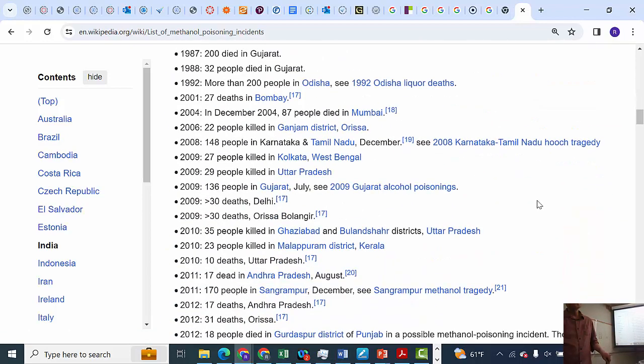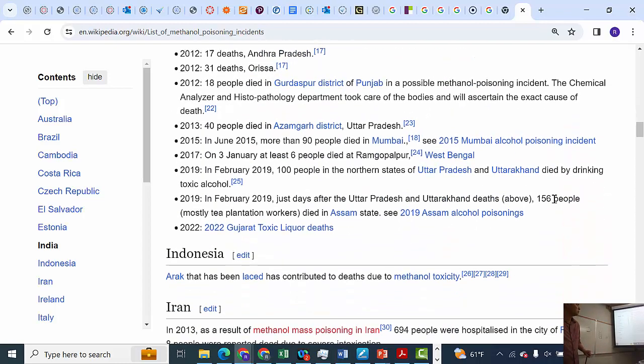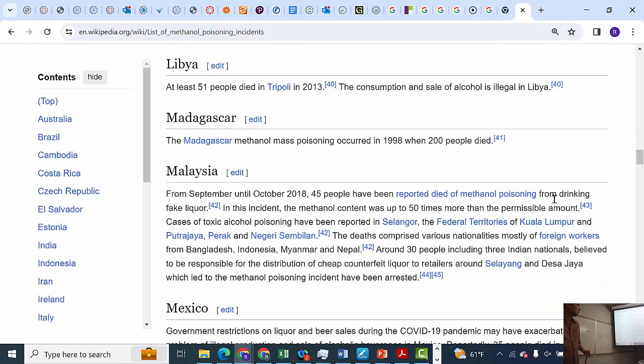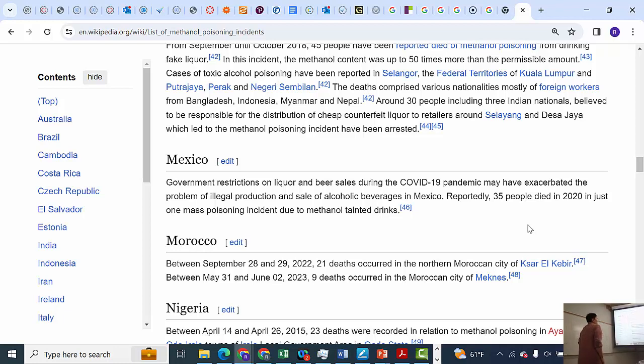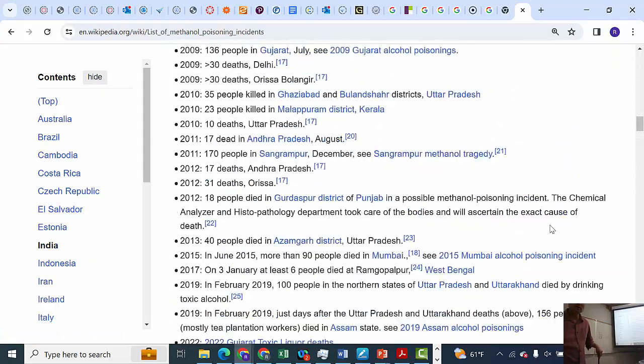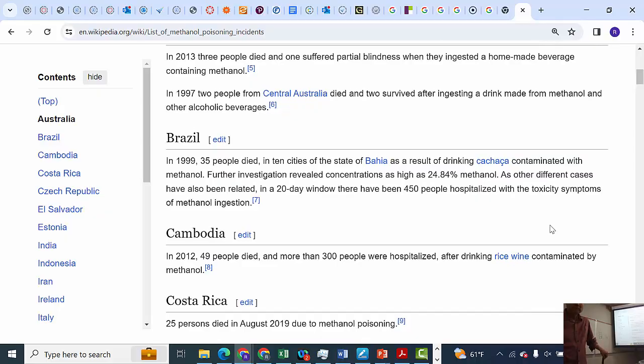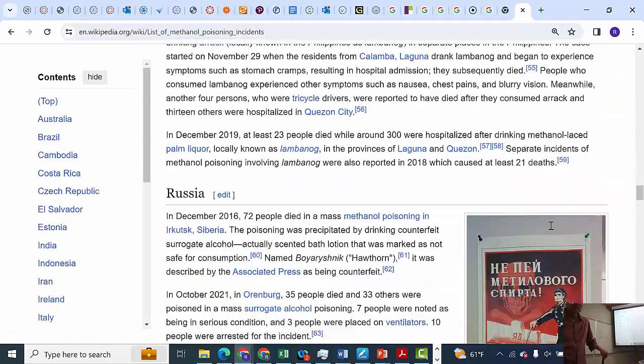You know, there are some tourists that went down to Mexico. Did you hear about that? A couple. This is last year, I think, or the year before. And they were at the bar, and they ended up dying in their room. And some people were suspecting that might be methanol in the beverages. But government restrictions on liquor and beer sales during the COVID-19 pandemic may have exacerbated the illegal production and sale of alcoholic beverages. So, methanol tainted drinks. So 35 people in 2020 died in Mexico. That was close, but let's go to Canada, or let's see, anything in Canada? No. But let's see in the US what we have.